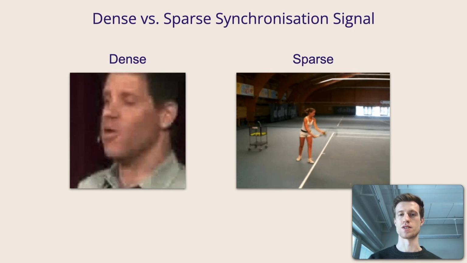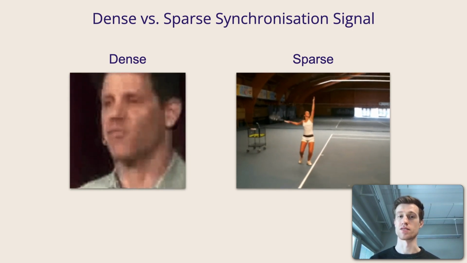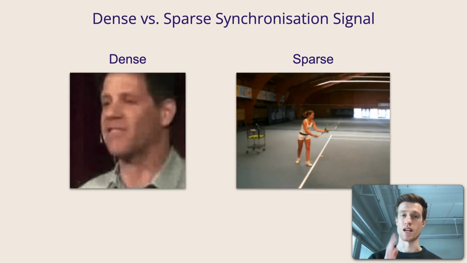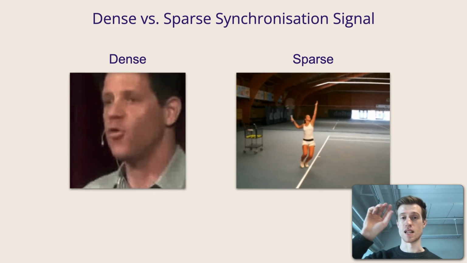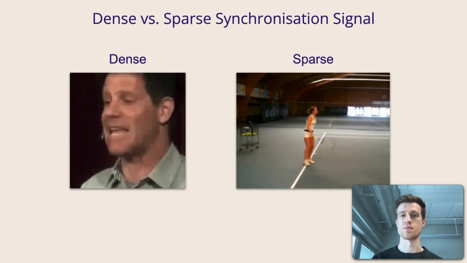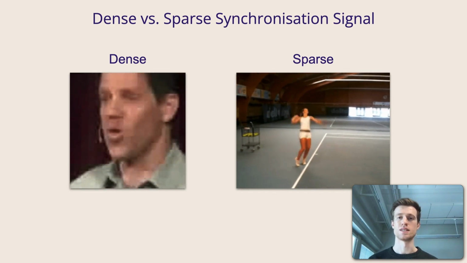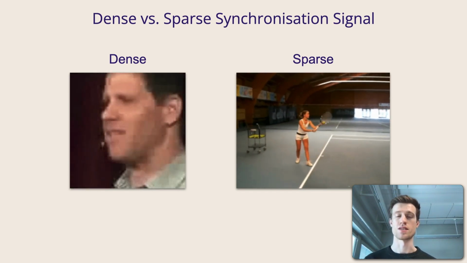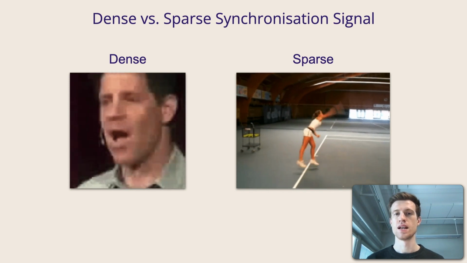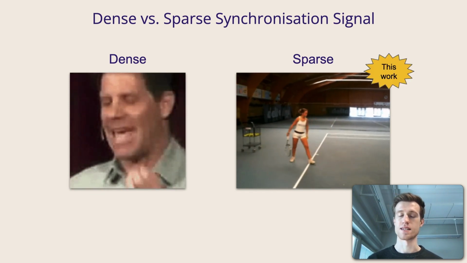Consider this video, which is both sparse in time and space, because synchronization cues occur rarely in time, and also the visual indication is very small in the frame. To solve this problem, we need a model that can process longer video clips to catch the sparse synchronization cues. And in this work, we will focus on this kind of videos.